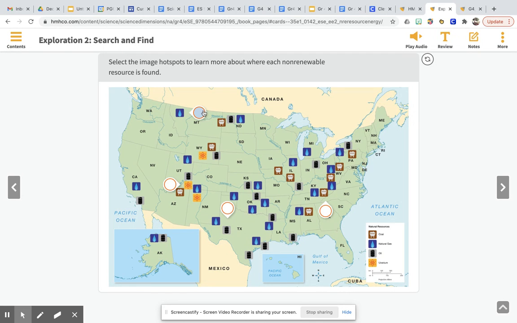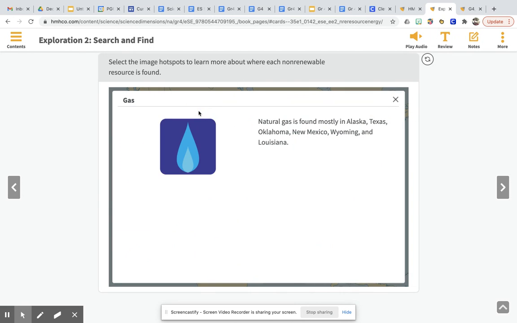All right, guys, so let's check out our hotspots. Let's start with this first hot spot up here. And it says natural gas is found mostly in Alaska, Texas, Oklahoma, New Mexico, Wyoming, and Louisiana.